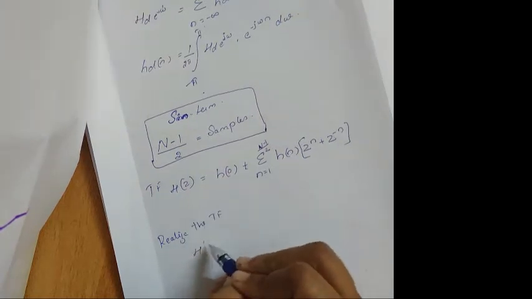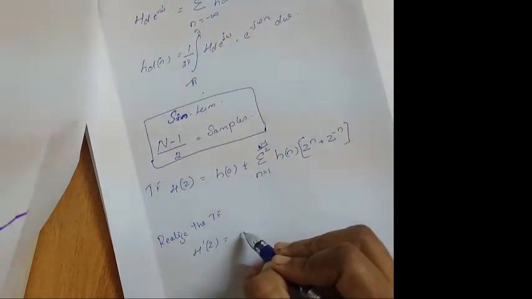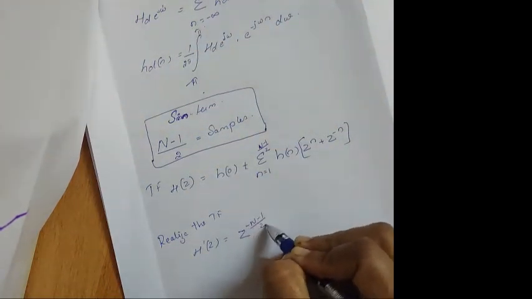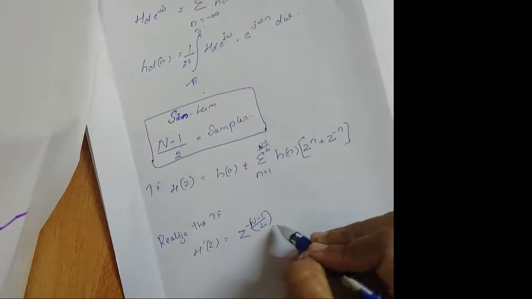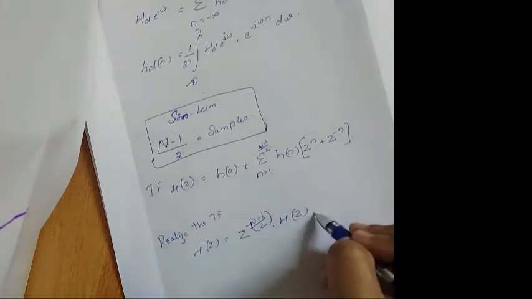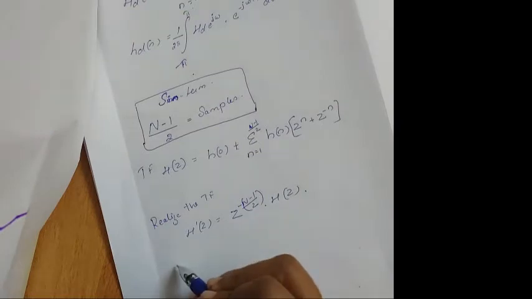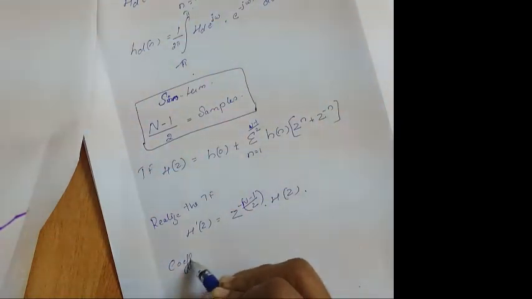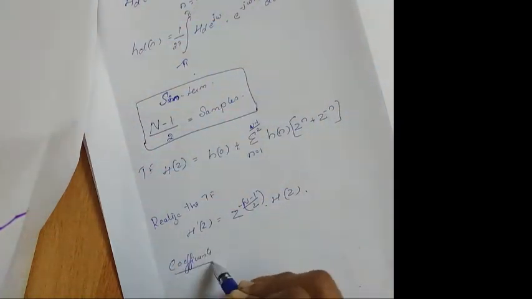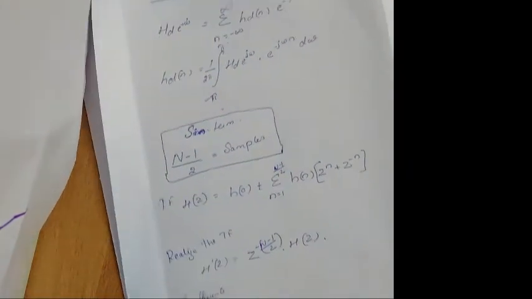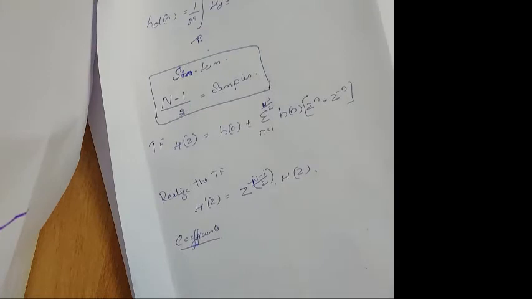That is h dash of z is equal to z raised to minus (n minus 1) by 2 into h of z. Okay. So you will get the realized transfer function, and then we have to find the coefficient. Okay, this is the procedure how we have to perform. So we will directly go to one of the problems.